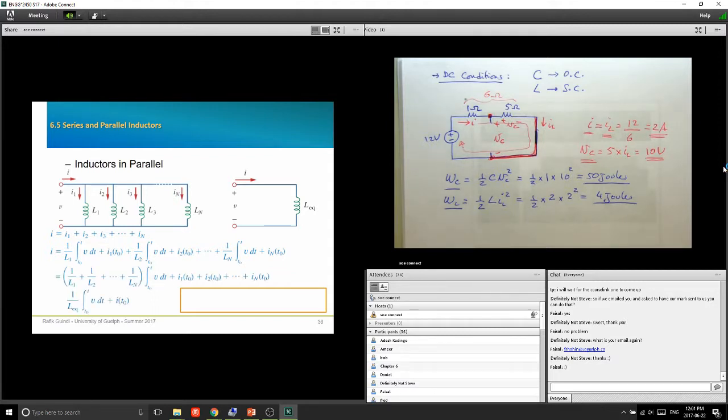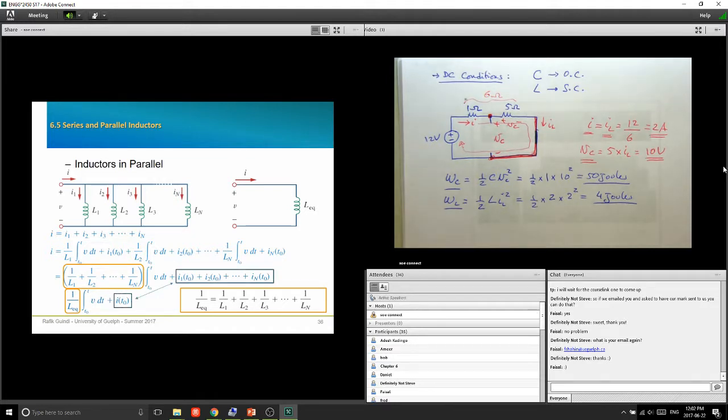When you add them all up, you end up with this result: 1 over L equivalent is equal to 1 over L1 plus 1 over L2 plus 1 over L3. Now, if you have a number of parallel connected inductors and each one has an initial current, that would be equivalent to one equivalent inductor with an initial current equal to the algebraic sum of all those initial currents. But as far as the equivalent value of L, L equivalent is 1 over L1 plus 1 over L2. So again, as far as the equation goes, the inductor looks like your resistor.